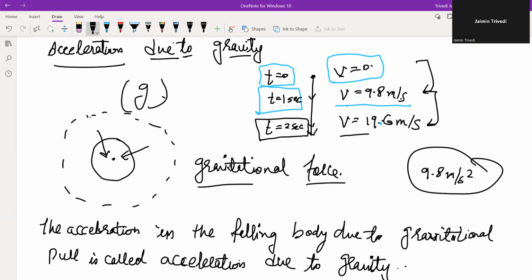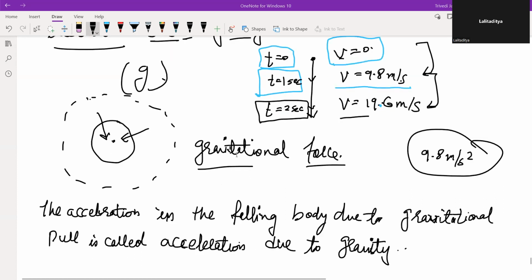No, accelerated motion, not uniform motion. We can say uniformly accelerated, but we cannot say uniform motion. It is accelerating uniformly, every second 9.8 meter per second. That's what we wrote already here, right? Everyone clear with these three things? So every second 9.8 is added for a free falling body.